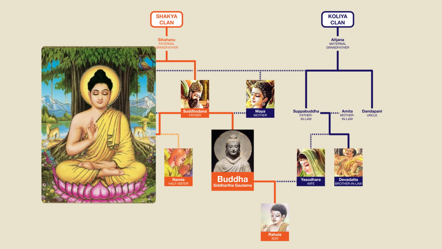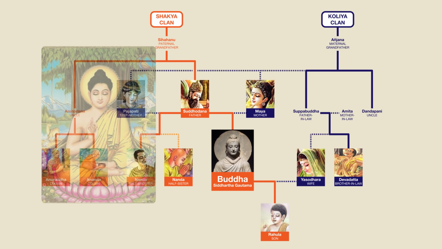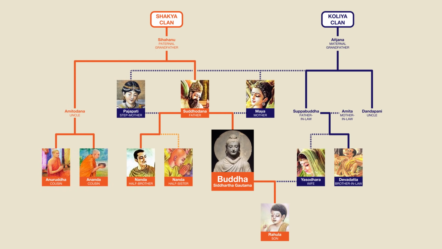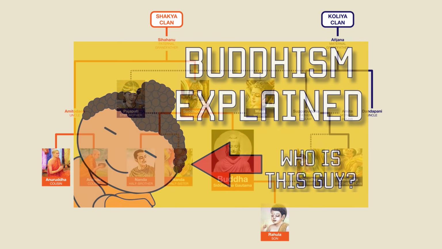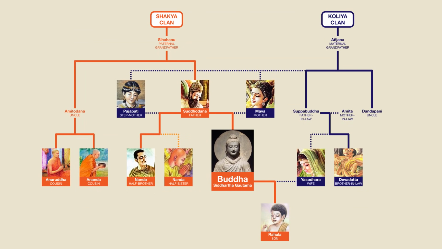After enlightenment, the Buddha started teaching others about what he called the middle path, between self-indulgence on one hand and self-mortification on the other. In this video, I'm not going to go into detail on Buddha's teaching. However, if you're interested to learn more about Buddhism in general, I recommend this overview by Cogito, which I'll link to in the description. For now, I simply want to point out a few more people in his family tree.